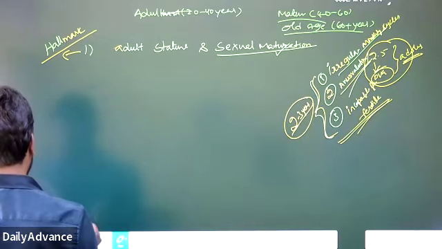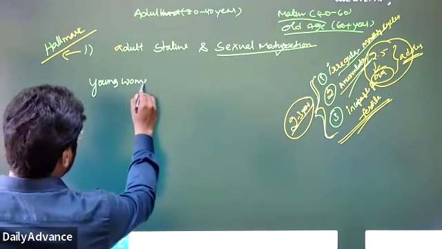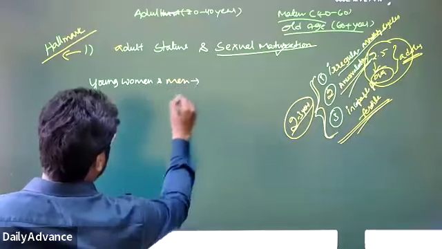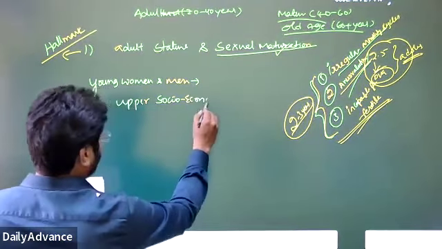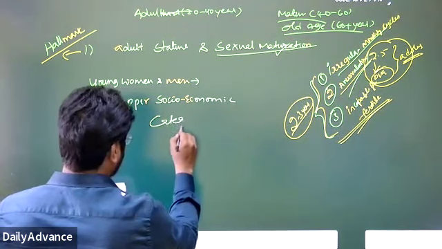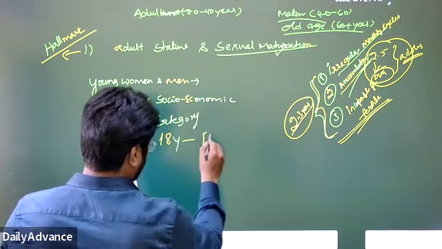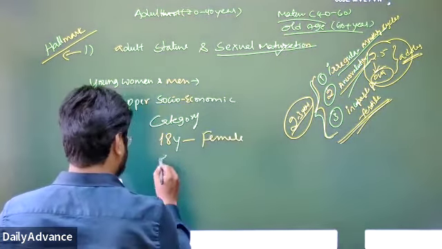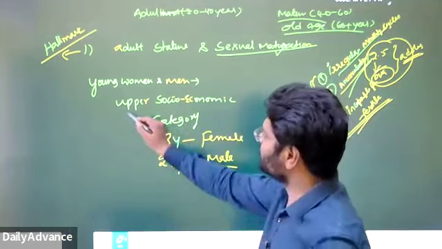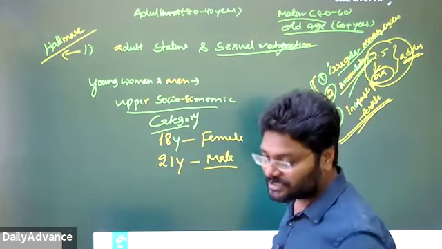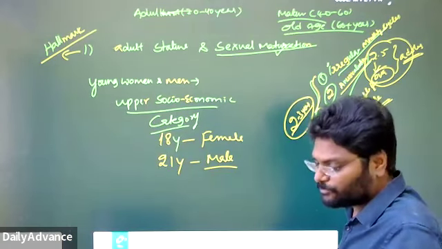Next, if you observe, there are variations. Young women and men of the upper socio-economic category reach adulthood at 18 years for female and 21 years for male. Why I am referring to this: they have availability of resources. They have proper money so that they can remove any kind of disease from their body.